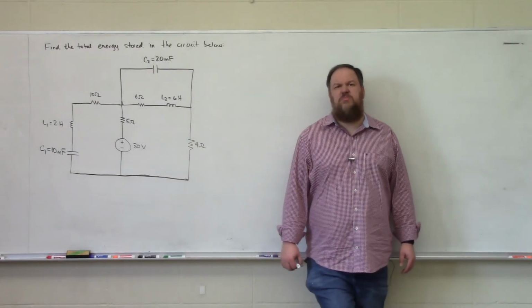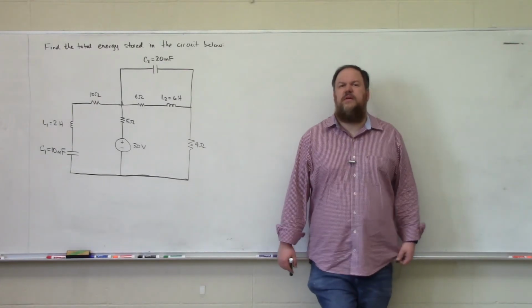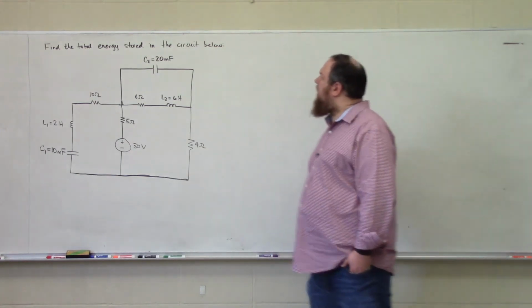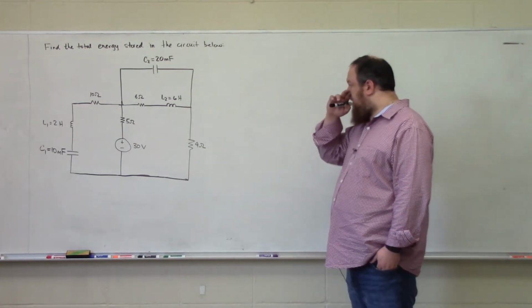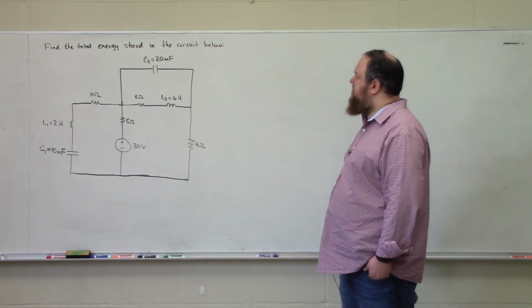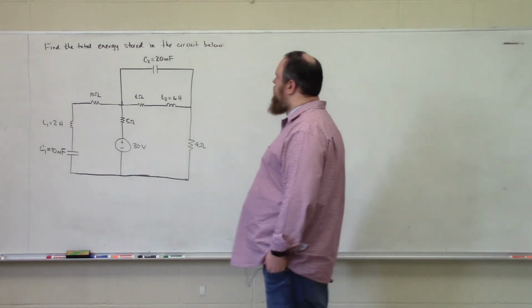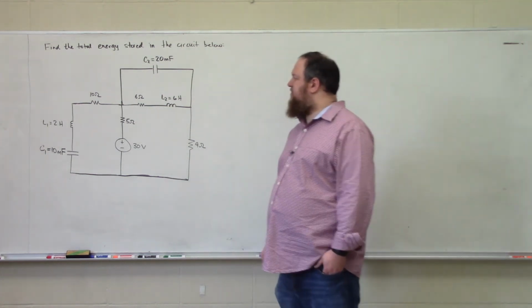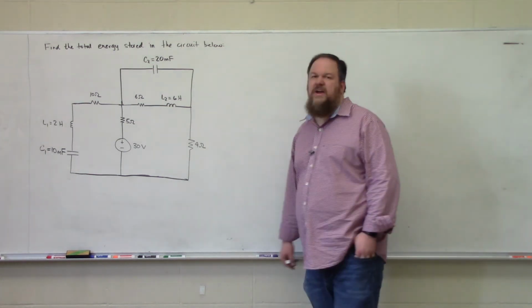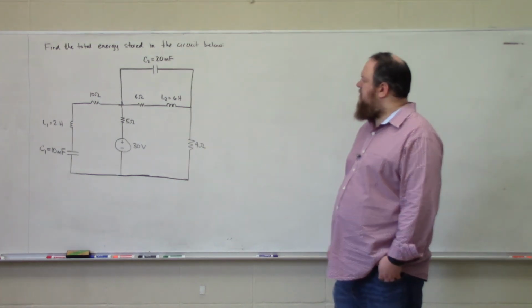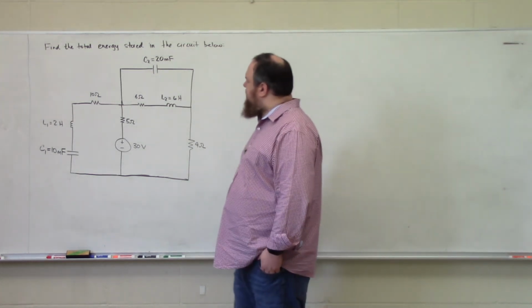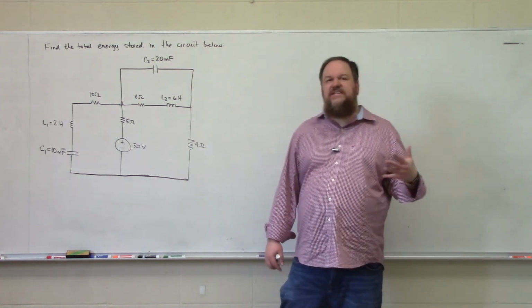This is the first example problem we're going to work that contains capacitors and inductors. We're asked to find the total energy stored in this circuit, meaning that we need to find the energy stored by inductor L1, the energy stored by inductor L2, the energy stored by capacitor C1, and the energy stored by capacitor C2, and add them all together. One thing that I would like to point out here is that this is a circuit that is at DC steady state.